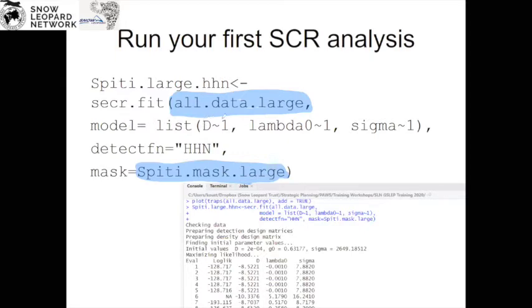Here I am defining density tilde 1, which basically means density is constant. Here I'm defining lambda tilde 1, which means lambda is constant. Here I'm saying sigma tilde 1, which is sigma is constant.